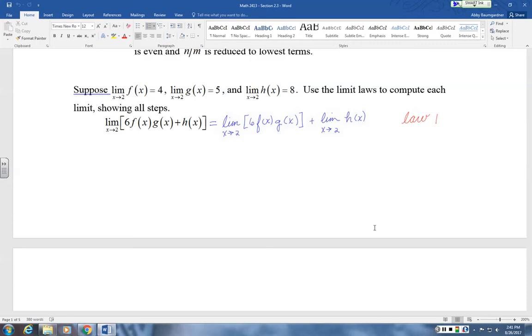Okay, the next step then is I see that I have several things being multiplied in this first limit. One of them is a constant, so that constant can come out front, and we now have the limit of f of x times g of x as x approaches 2, and we still have the limit of h of x as x approaches 2 being added. And the law that allowed me to do that was the constant multiple law. So that would be law 3.